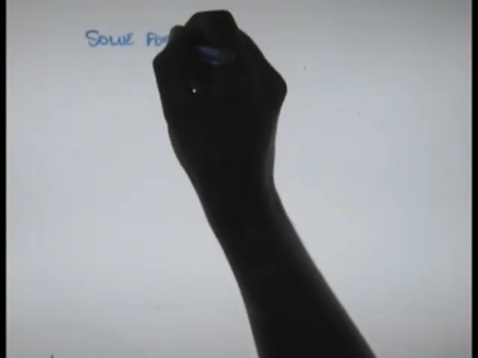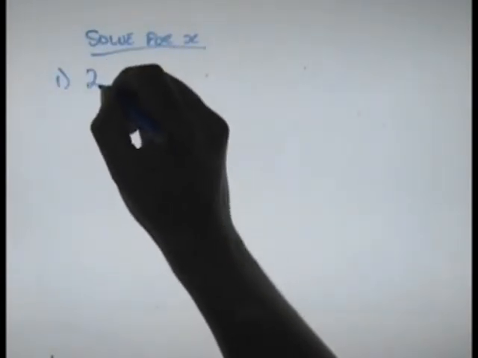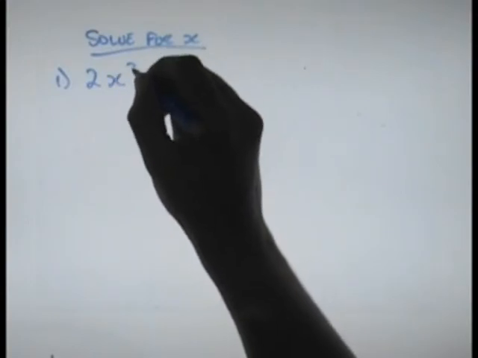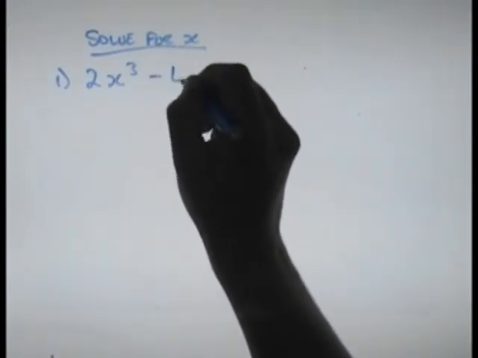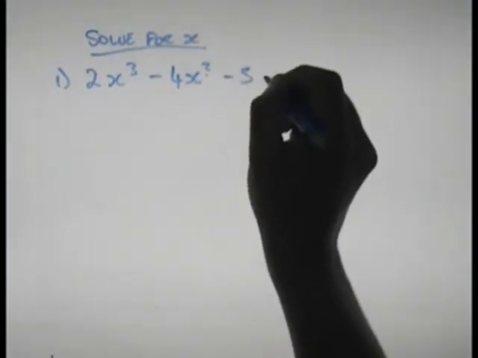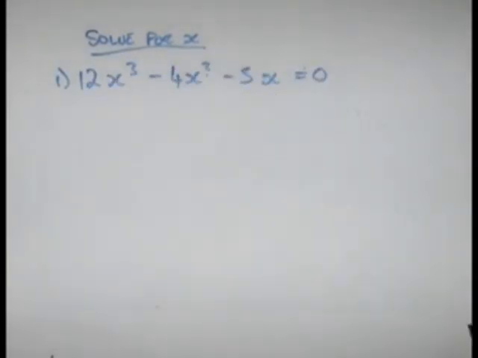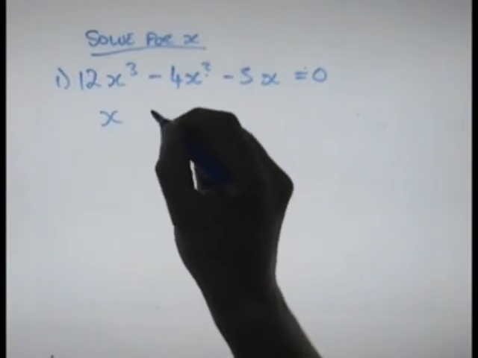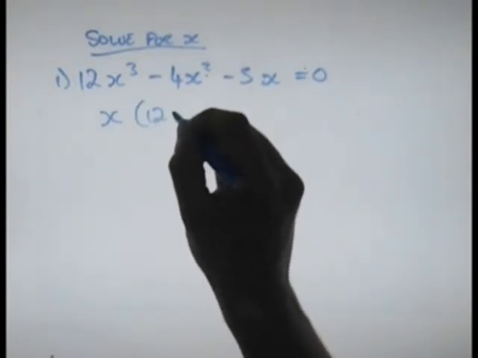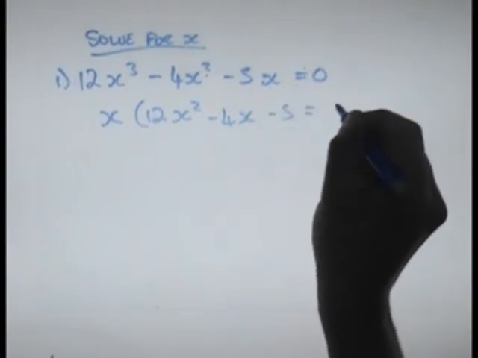The next 10 I gave you were all solved for x. Number 1 reads 12x cubed minus 4x squared minus 5x is equal to 0. I'm going to start by taking out a common factor of x. That will leave me with 12x squared minus 4x minus 5 is equal to 0.